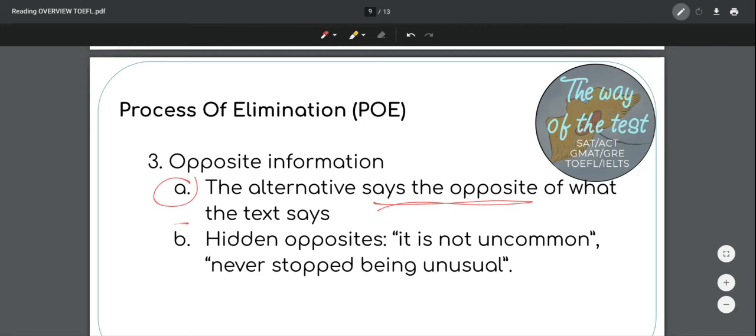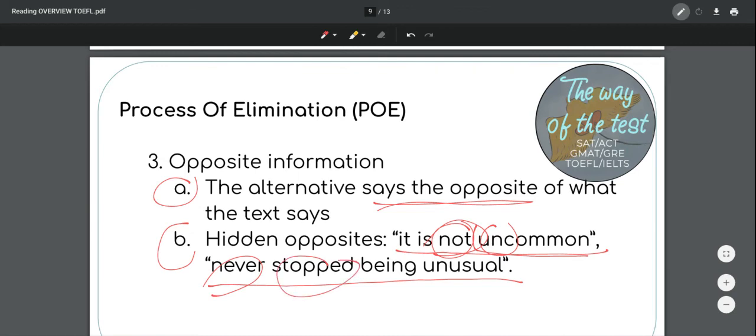But most commonly it's going to be a hidden opposite. For example, the text is going to say something like it is not uncommon, so they're mixing two negatives, and it's going to create a little bit of confusion because you may only focus on the word uncommon, or you may only focus on the word not, and you may think it says it's not common, while it is actually saying it's not uncommon. Or never stopped being unusual, which again is not redundant, but we have a lot of negatives, right? We have the never, which implies a negative thing. We have a stop, which implies a negative thing, and unusual, which also implies a negative. So be very careful of the alternative not saying the opposite of what the text is saying.